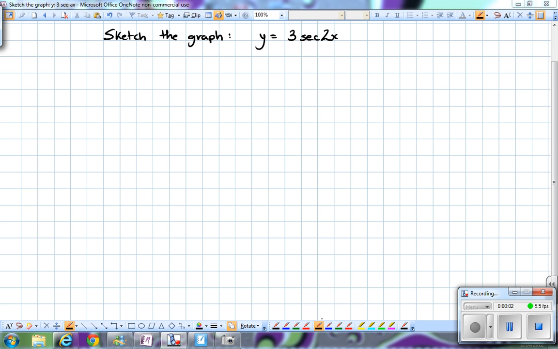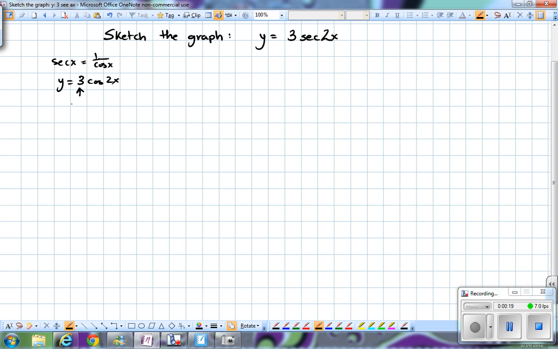Sketch the graph of y equals 3 secant of 2x. Just remember that secant of x is the inverse of, or I'm sorry, is the reciprocal of cosine of x. So we're going to go ahead and first sketch the graph of y equals 3 cosine of 2x.